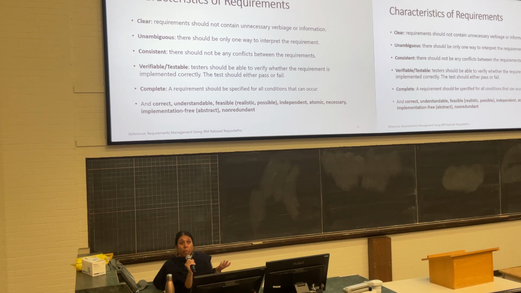We should be able to verify and test them. That's why, as part of your user story deliverable, you also have to submit acceptance tests. If you cannot test your user stories, then how are you even going to implement them? How are you going to test them? Complete, and a bunch of other characteristic criteria.